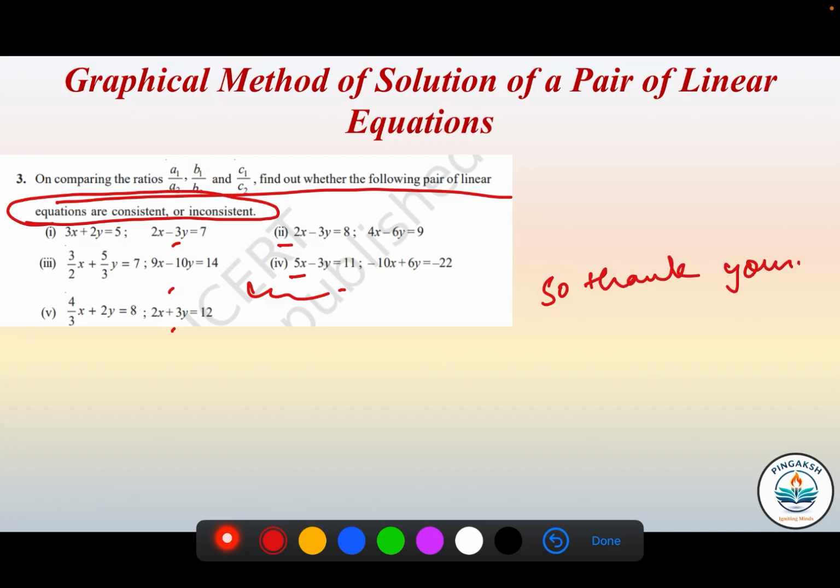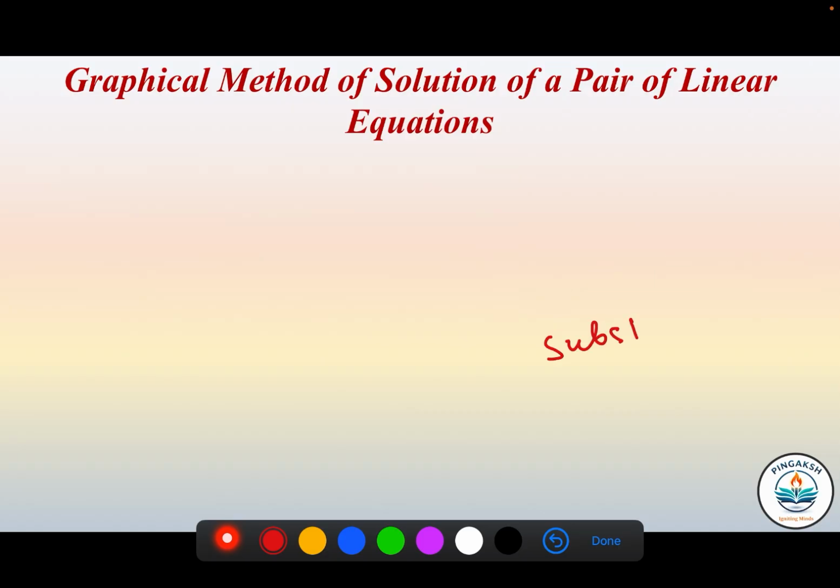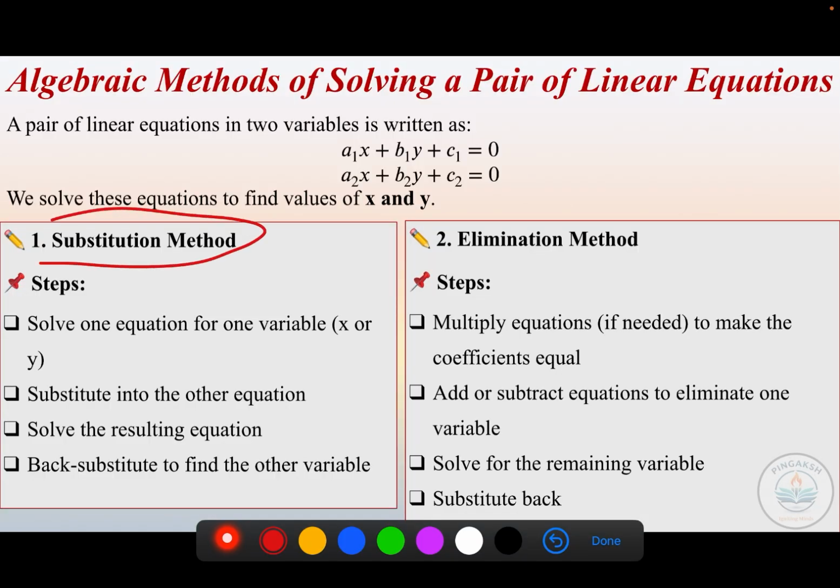In the next video I am going to discuss how to find the solution using two methods. First is the substitution method, and the second one is the elimination method. So we will look into this in my next video.